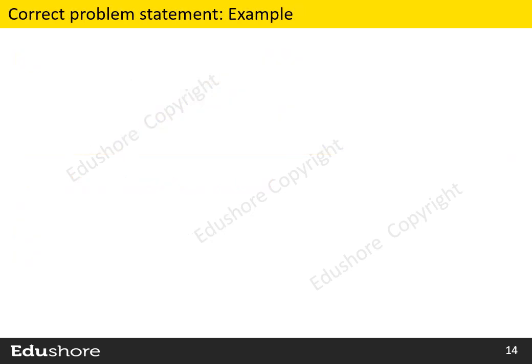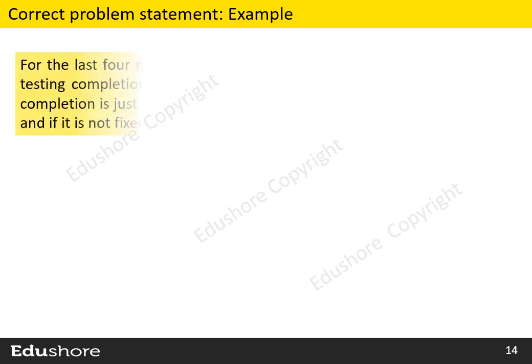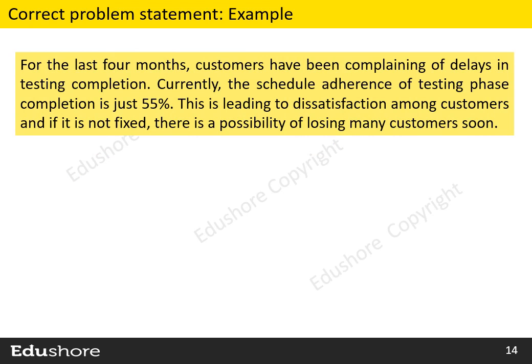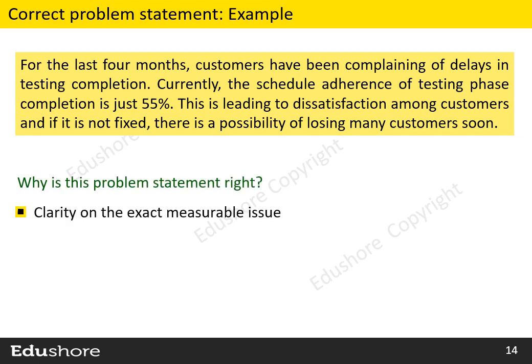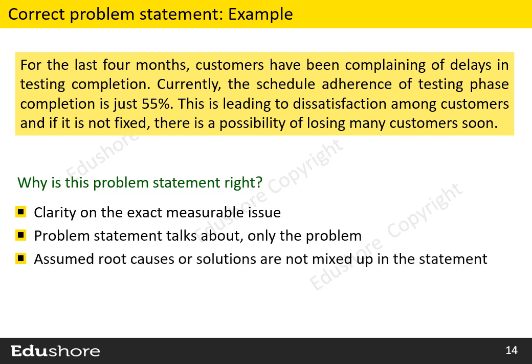The following is the correct way of writing the same problem statement. Read the statement and try to notice the corrections. In this problem statement, there is clarity on the exact measurable issue, which is the schedule adherence of testing phase completion. The problem statement talks about only the problem. Assumed root causes or solutions are not mixed up in the statement, and the problem is clearly quantified. This is how a problem statement should be articulated.